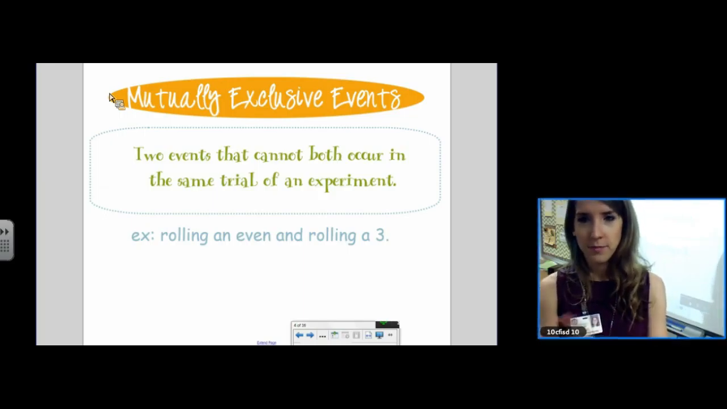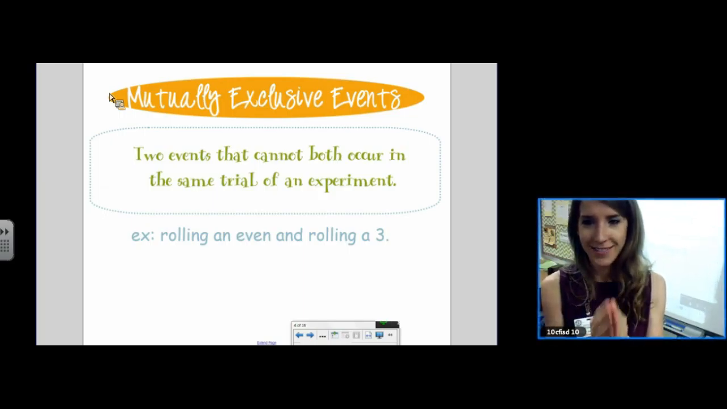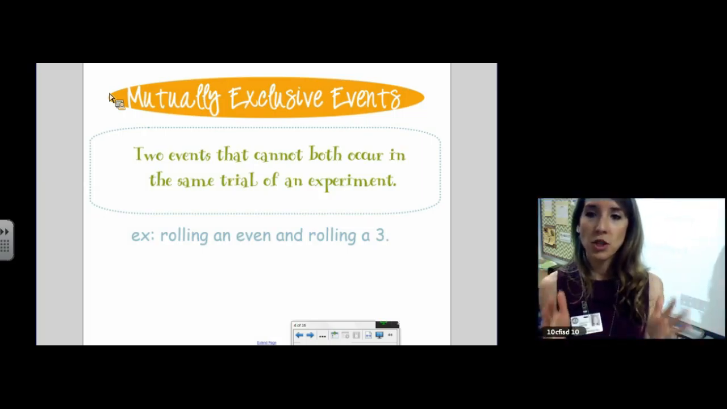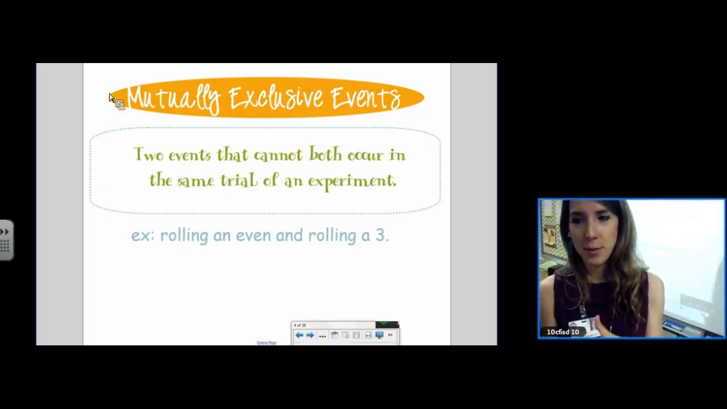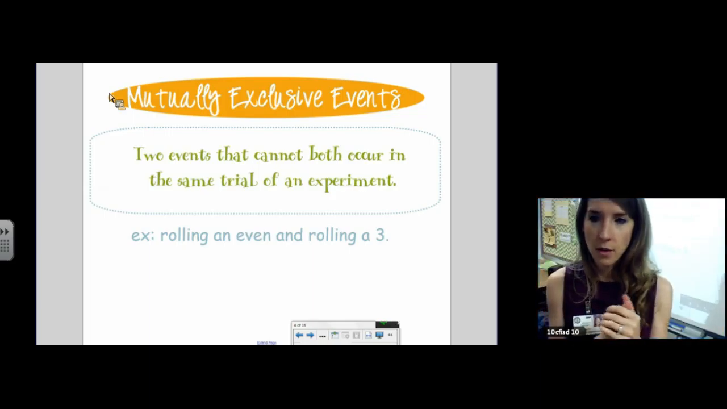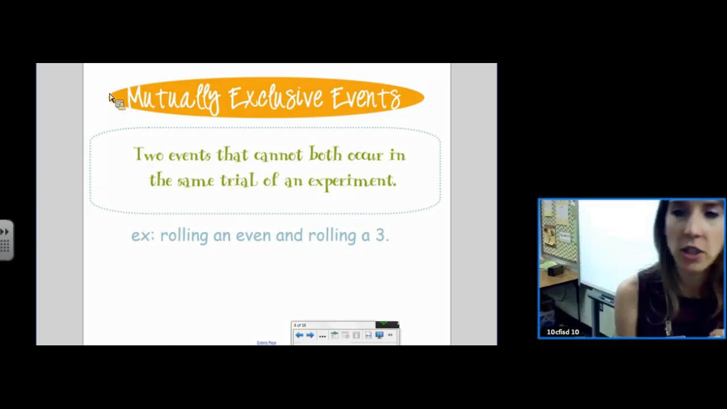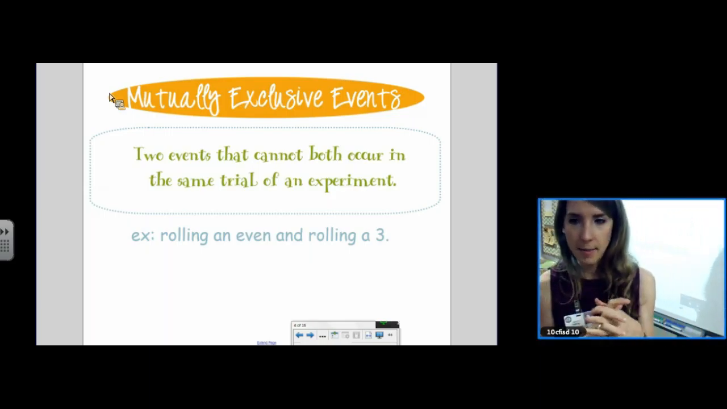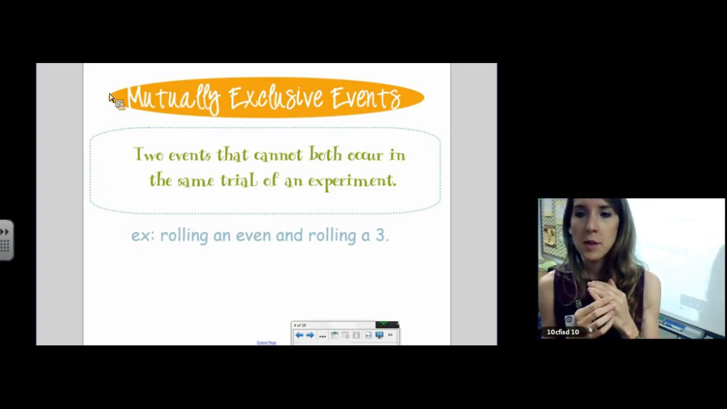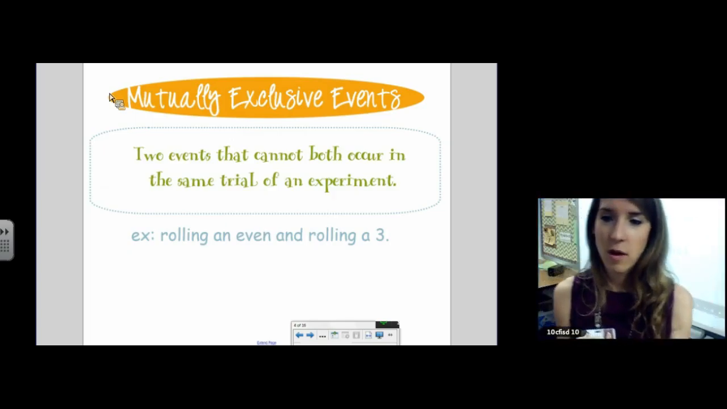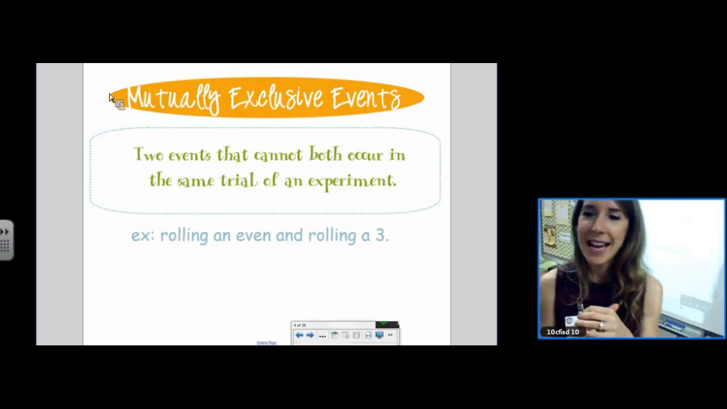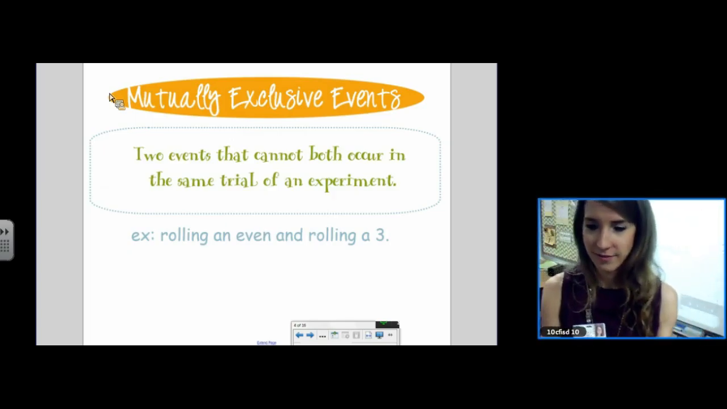For example, you have one die. You want to roll an even and a 3 at the same time. Those two events are mutually exclusive because an even number can't be 3 and 3 can't be an even number. Okay? So write that down. That's what mutually exclusive means if you ever get asked about it. So the probability would be 0, right? Probability would be 0 of rolling an even and a 3, a number that is both even and 3.